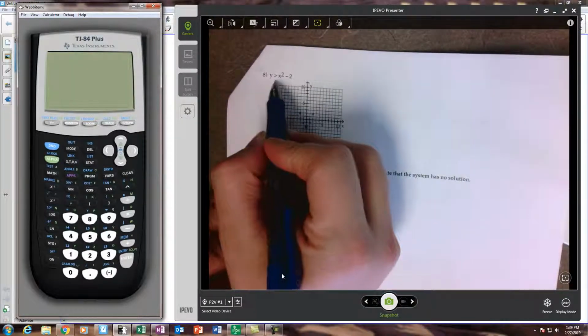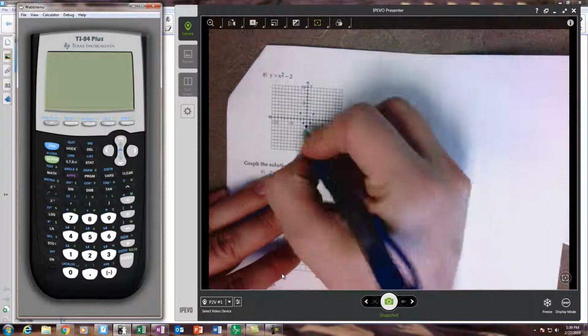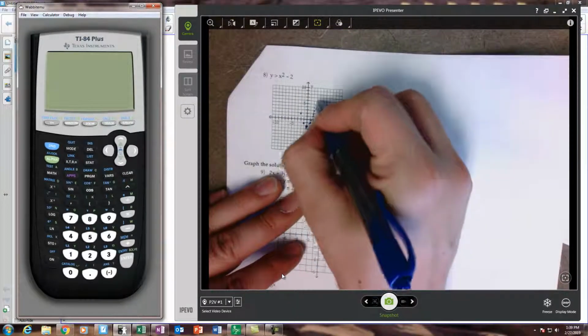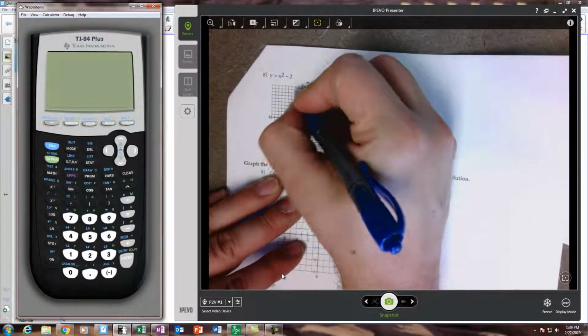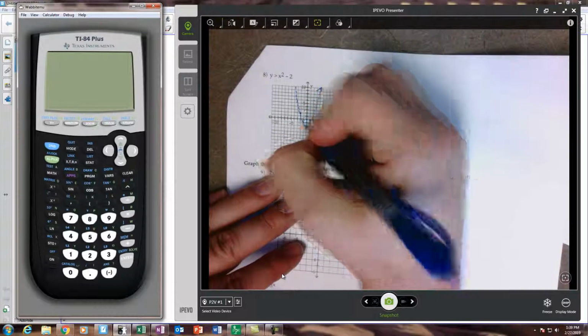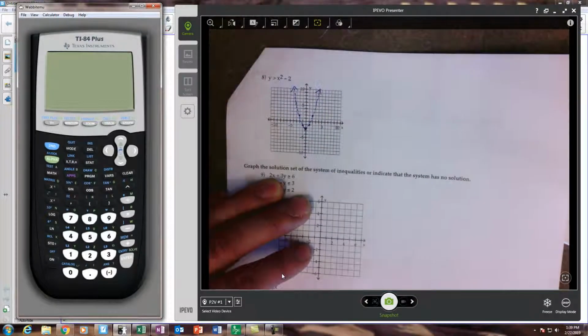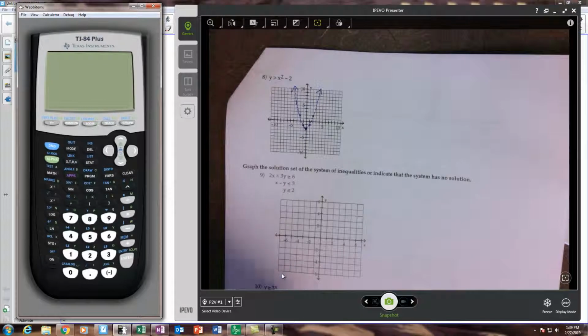Now I have to decide, is it solid or dotted? Again, I look here, is there an equal to bar? And there's not. So this is a dotted graph. And just try to make sure it looks not solid. And then we need to decide, do we shade inside the parabola or outside the parabola?